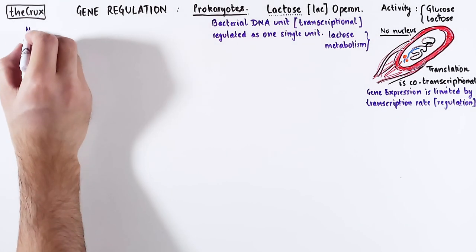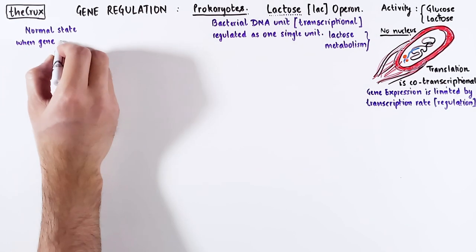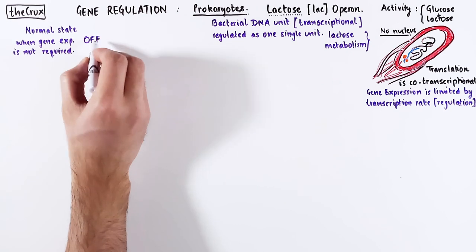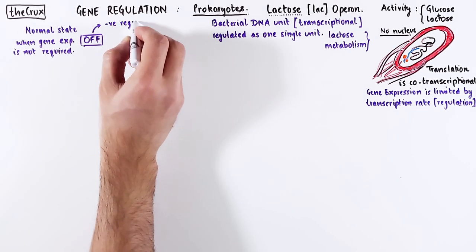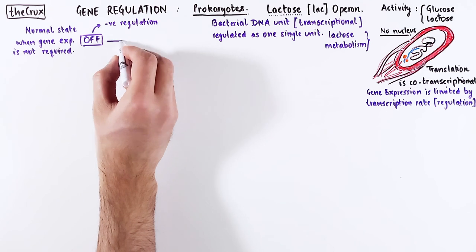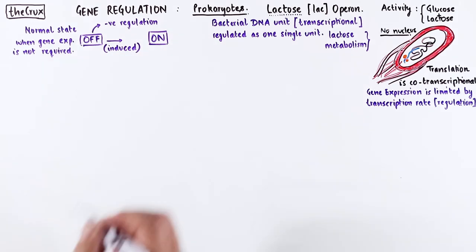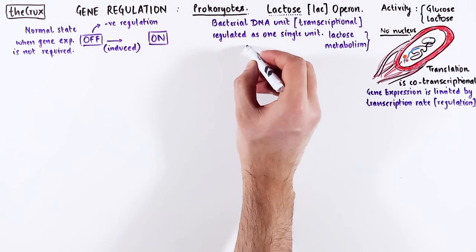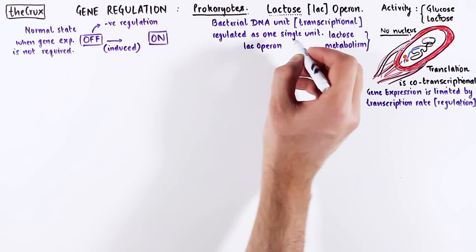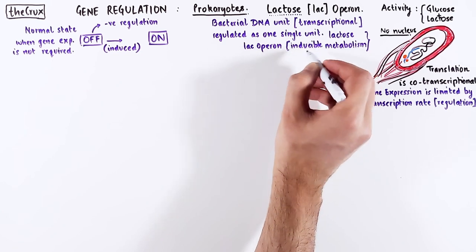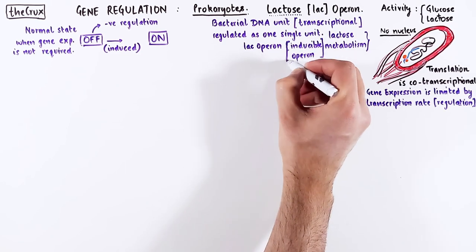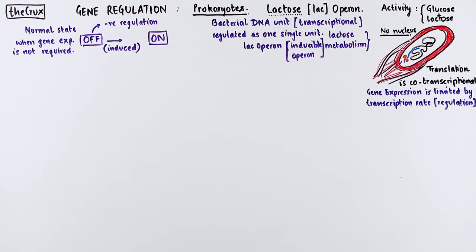Now, it is obvious to think that in a normal state, when gene expression is not required, the expression of that gene is turned off. And this is called negative regulation. And this suggests that the gene expression must be induced to turn the gene on when required. This is exactly how Lac Operon works. And since it is induced to get turned on, we also refer to Lac Operon as an inducible operon. If things are unclear at the moment, don't worry, we will discuss all this terminology on gene expression being on, off, and inducible in this particular video.